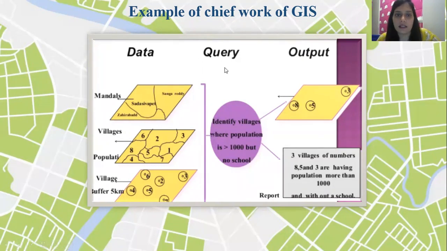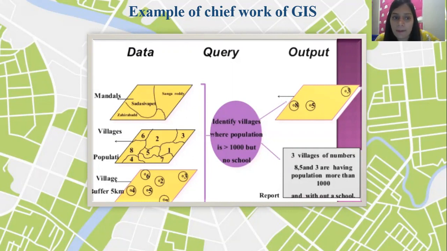GIS can directly give us the output of how many villages there are that do not have a school and which have more than 1,000 population. This is how I can do lots of queries, but only when can I do it? If I have spatial data, and with that reference, if I have non-spatial data, meaning I have fed something with it, that is the characteristics, that is the analysis which I have done. So, characteristics having spatial and non-spatial data, I can find out where the population is greater than 1,000 and where there are no schools.